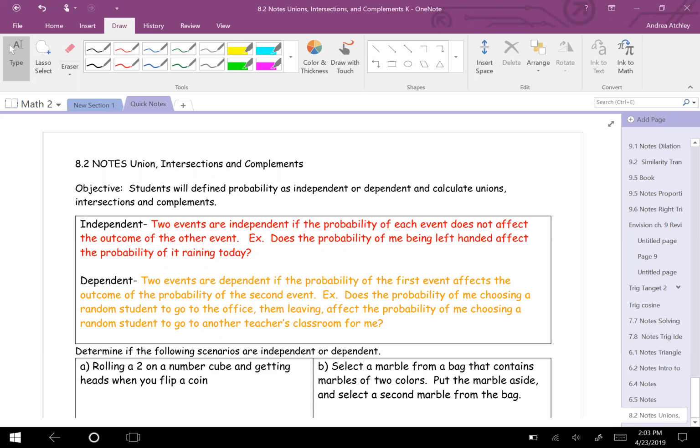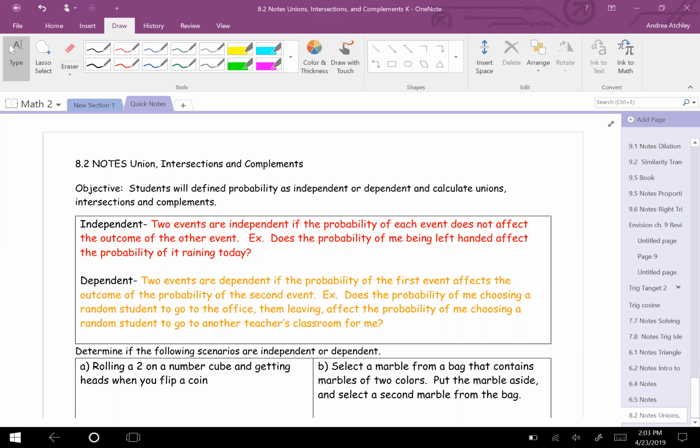Dependent events are two events where the first affects the second outcome. So this is the probability of me choosing a random student to go to the office. Anyone out here, I say, oh, who wants to go to the office? I send somebody. While they're gone, I ask, oh, okay, I need another student. Because one left, there are fewer students in the class, so the probability is going to change. So the second event is dependent on what happened for the first event. Does that make sense?